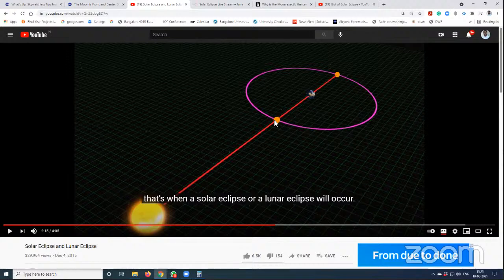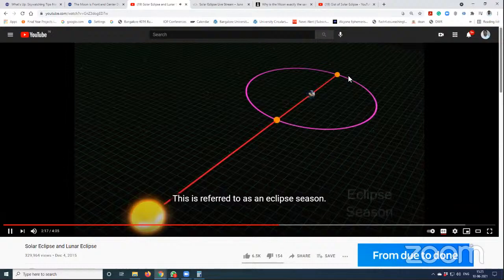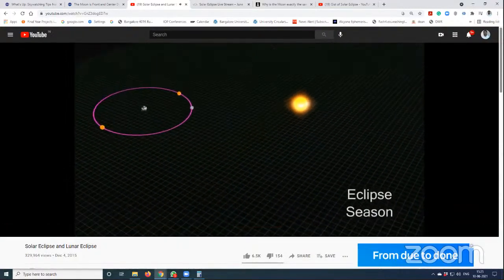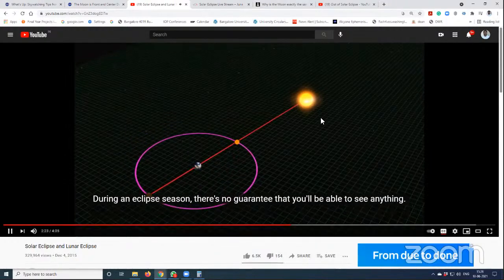The moon is there. One eclipse is known as the solar eclipse. This is referred to as an eclipse season. These happen about twice a year. During an eclipse season, there's no guarantee that you'll be able to see anything.